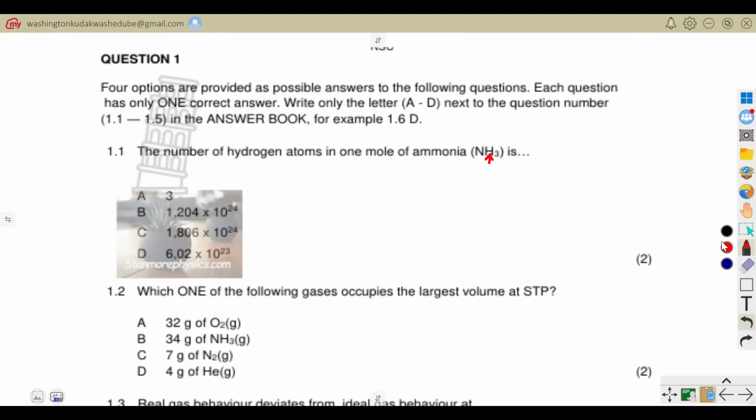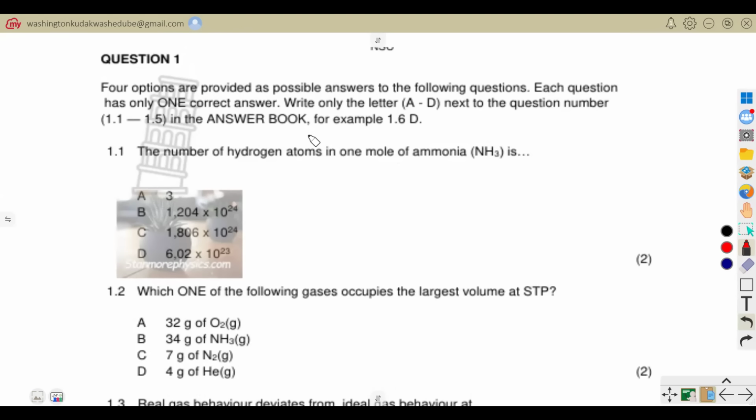So now we can see that this question paper had multiple choice questions, and it also had structured and open-ended questions. For your multiple choice questions, we had question number 1.1 up to question number 1.5. And for structured and open-ended questions, we have 6 questions from question number 2 to question number 7.